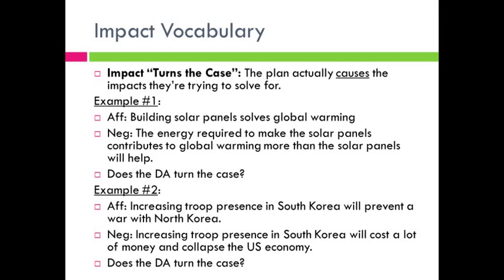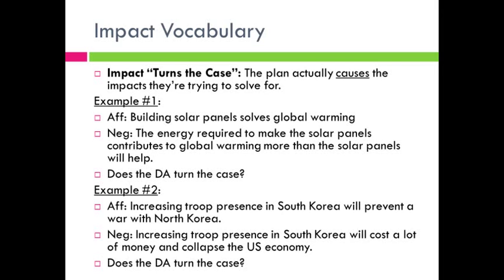Well, initially, no, right? Because collapsing the economy doesn't inherently mean that we'll have a war with North Korea. However, if the neg went on to explain that increasing troop presence in South Korea will cost a lot of money and collapse the U.S. economy, which means other countries will perceive the U.S. as a smaller global hegemon, which means that South and East Asian countries will erupt in a small-scale war, which would pull in North Korea, then yes, the collapse of the U.S. economy may cause a war with North Korea.